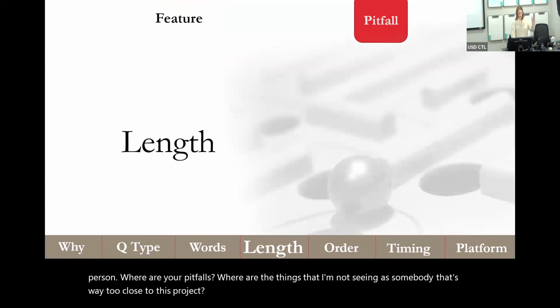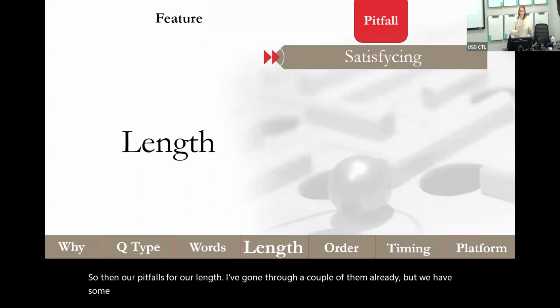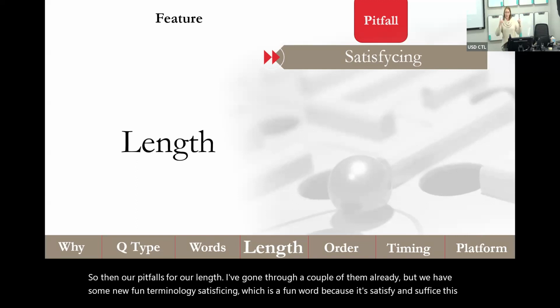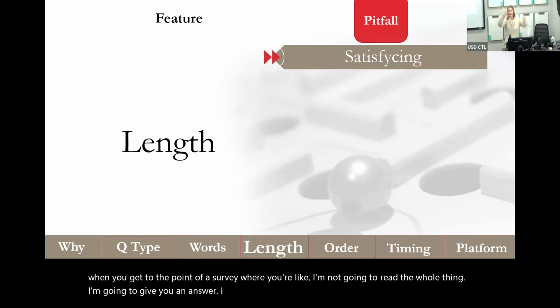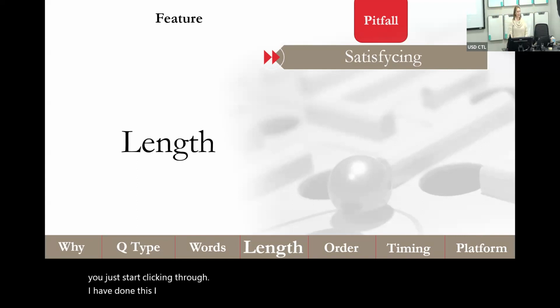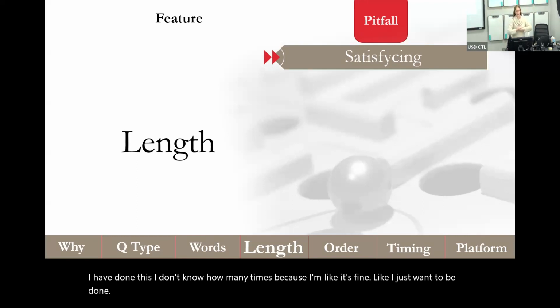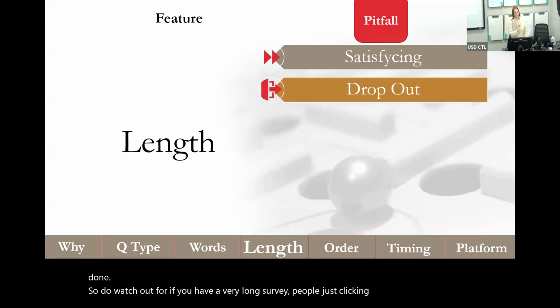So then our pitfalls for length, I've gone through a couple of them already, but we have some new fun terminology. Satisficing, which is a fun word because it's satisfy and suffice. This is when you get to the point of a survey where you're like, I'm not going to read the whole thing. I'm going to give you an answer. I satisfied the requirement and that'll suffice, whatever. And so you just start clicking through. I have done this I don't know how many times because I'm like, it's fine. I just want to be done. So do watch out, if you have a very long survey, for people just clicking through and dropping out.